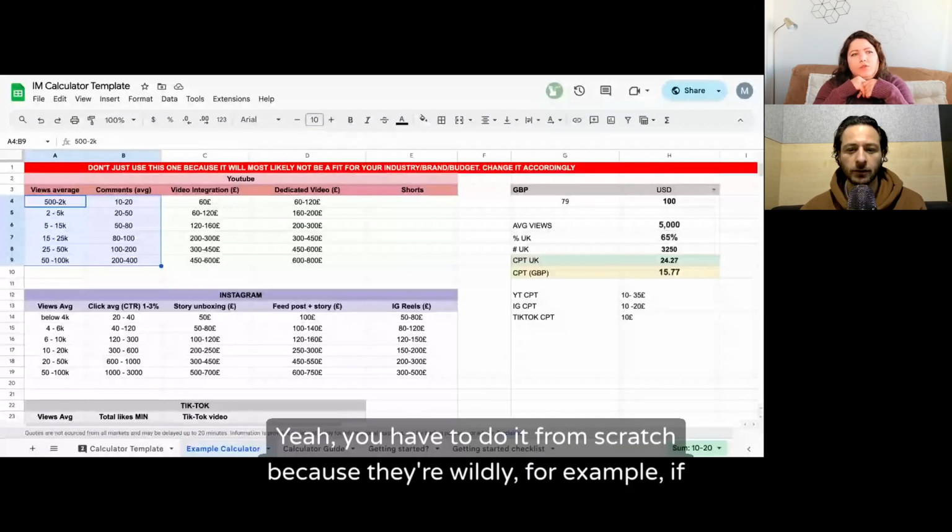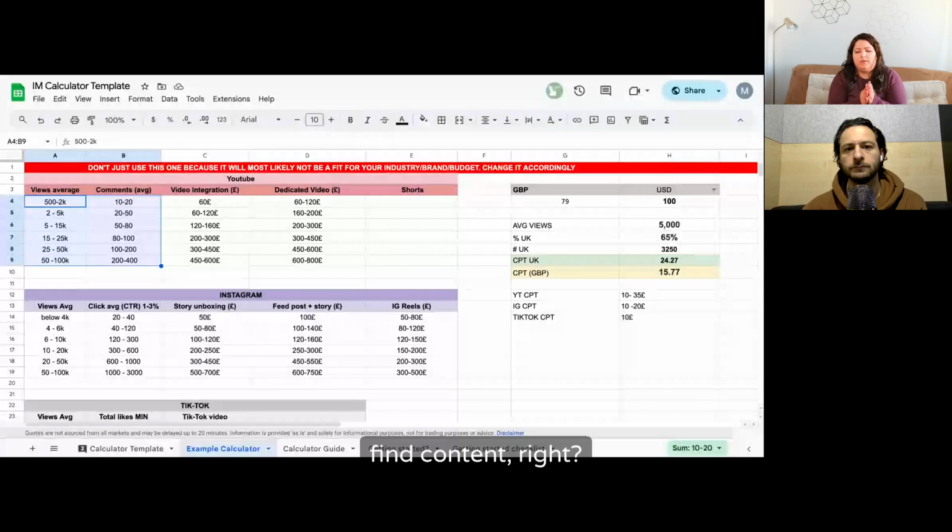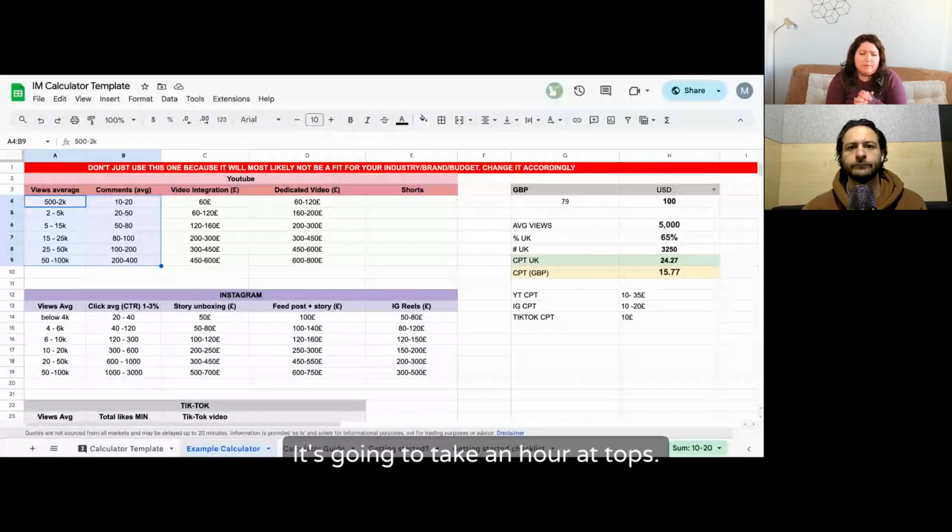Yeah, you have to do it from scratch because they're wildly different. For example, if you are in the general beauty industry, it is going to be a lot easier for you to find content, right? This research is probably going to take very, very little time. It's going to take an hour at tops.